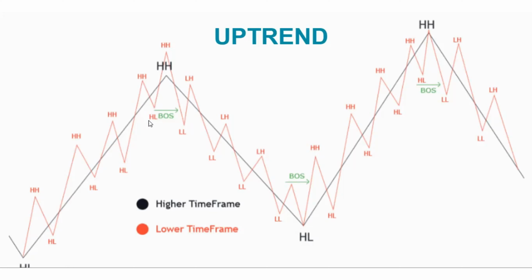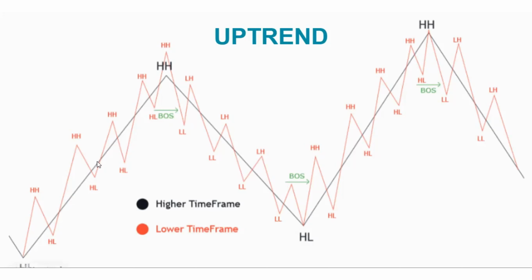So in an uptrend, whenever you break a higher low, that is a break of structure. Whenever you break a higher low, you start a downtrend. And in a downtrend, whenever you break a lower high, you start an uptrend. So you need to remember this more clearly.